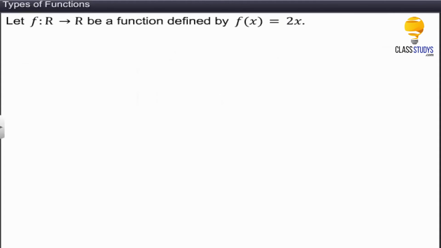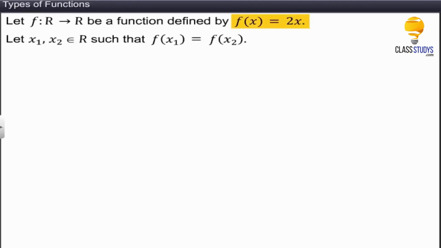Moving forward, let's now show that the function f from R to R, defined by f of x is equal to 2x, is a 1-1 function. Let x1 and x2 be any 2 arbitrary elements from domain R of function f, such that f of x1 is equal to f of x2.